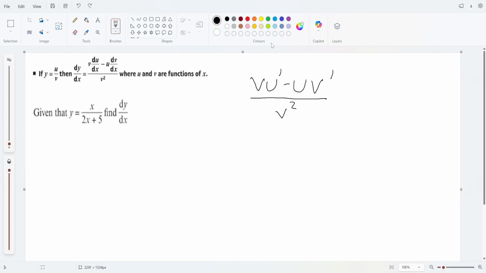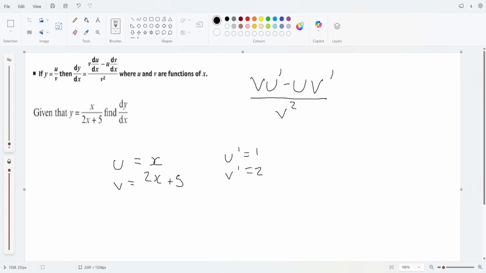I tend to just remember that, but if you don't, then one way you could remember it is by checking that these are the same, like 1 and 1 here, and 2 at the bottom. So it's 2 at the top, 2 at the bottom. But using this formula on this, u is going to be x, v is going to be 2x plus 5. So u dash is going to equal 1 and v dash is going to equal 2.